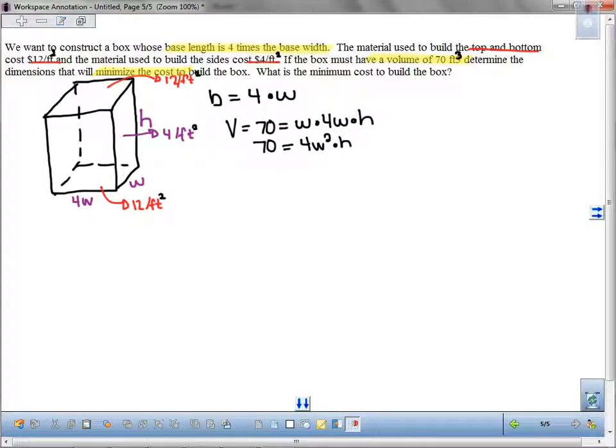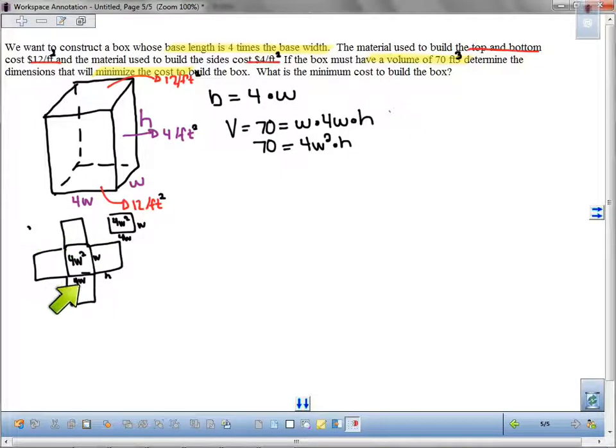To write a cost equation, I need to open the box and look at the surface area. So if we look at the surface area, this is going to be 4W, this is W, and then the sides are all H. You just need to be careful when you do the surface area, because usually when we were doing these, the sides always ended up being the same. In this case, they're not. This one's going to be 4WH, and then the sides are going to be WH.